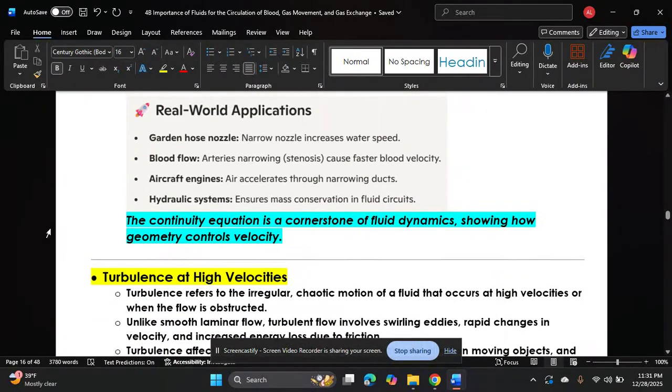All right, so what are the real world applications? The garden hose and nozzle, right? A narrow nozzle increases water speed. Blood flow: arteries narrowing, stenosis, cause faster blood velocity. Aircraft engines: air accelerates through narrowing ducts. Hydraulic systems: ensures mass conservation in fluid circuits. The continuity equation is a cornerstone of fluid dynamics, showing how geometry controls velocity.